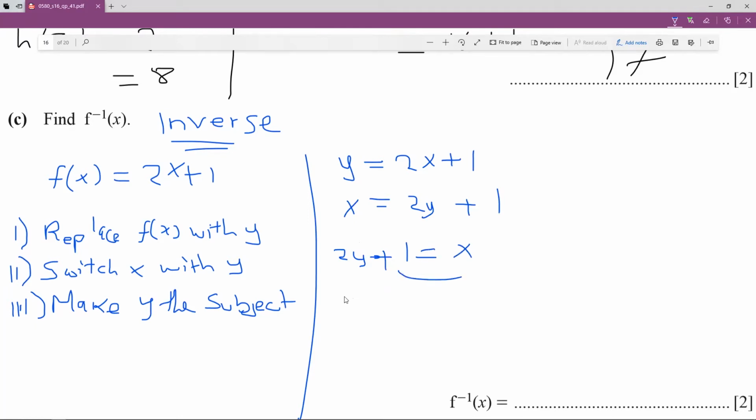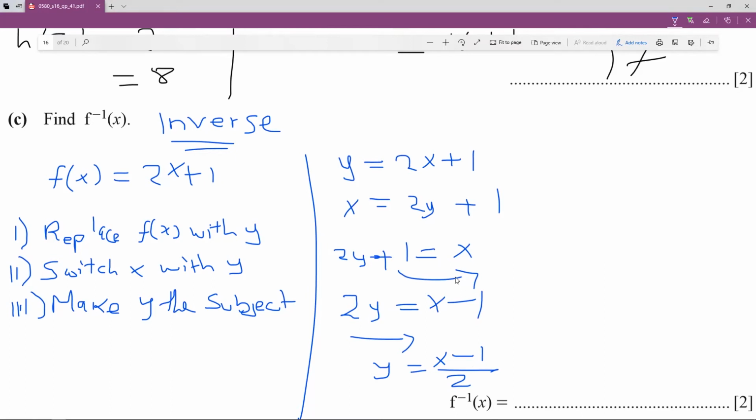Okay, then I'll throw 1 to the right hand side. I end up with x minus 1. And then I'll throw 2 to the other side. Okay, I'll end up with y equals x minus 1 over 2. Remember, it's over 2 because on the left hand side 2 is multiplied. So if it crosses the equal sign, it becomes divided.